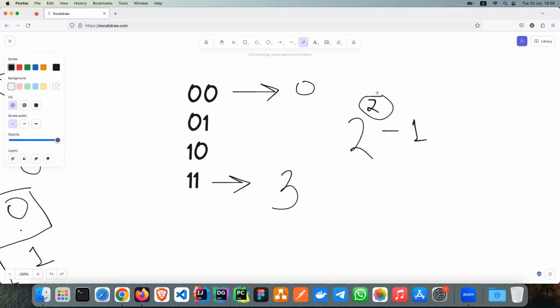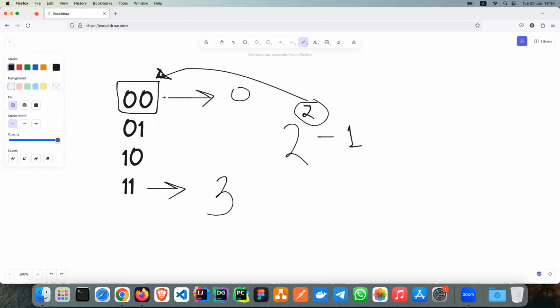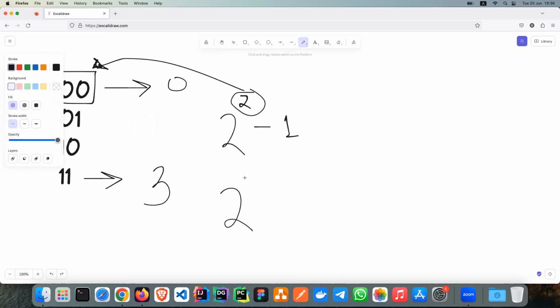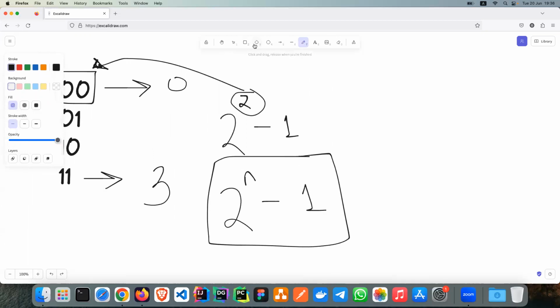So with only 2 bits, I have 2 to the power of 2 minus 1. What's this 2 here? This is the number of bits. We only have 2 bits. I don't know if I mentioned this, but just 1 or 0 is called a bit. So when we have n bits, the maximum number we can have is 2 to the power of n minus 1. The minimum number is always 0.